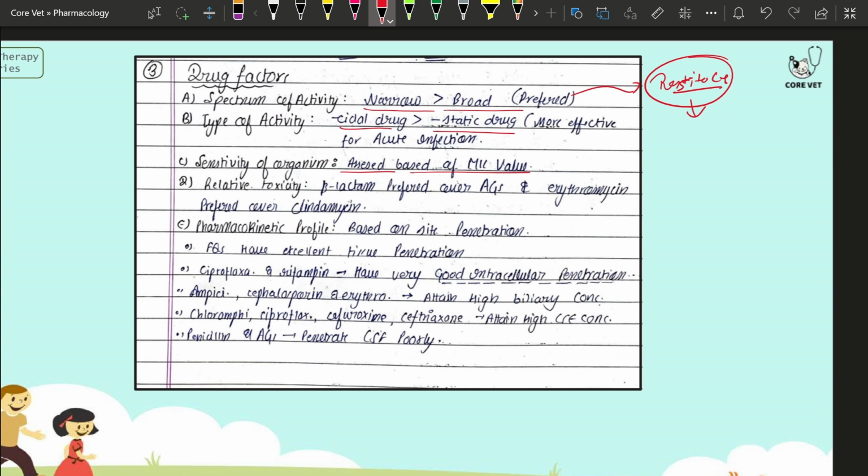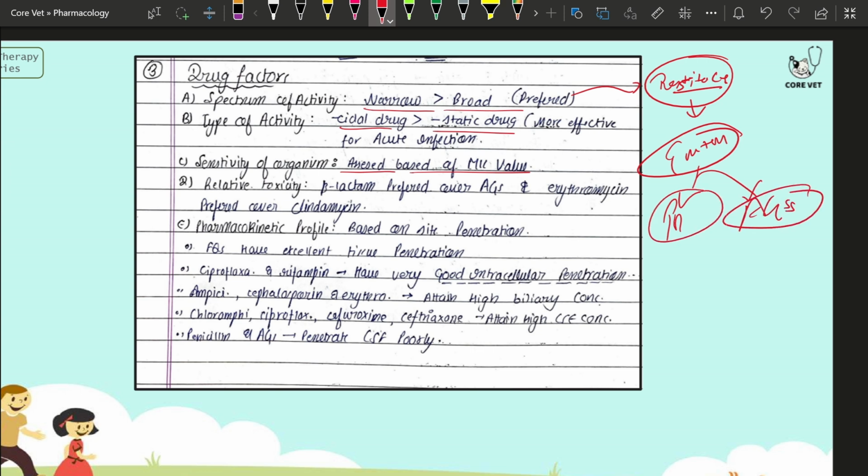Now, relative toxicity. Say you are going to treat a gram-positive bacteria. You can apply penicillin, you can apply an aminoglycoside. But we know that the aminoglycoside has more toxicity as compared to penicillin. So we always prefer penicillin over the aminoglycoside. That's what relative toxicity means: we are going to choose a less toxic drug. A less toxic drug is always preferred over a more toxic drug.